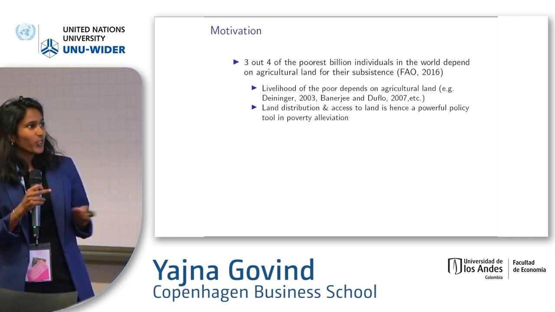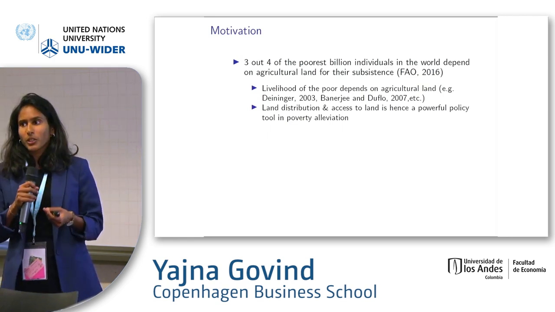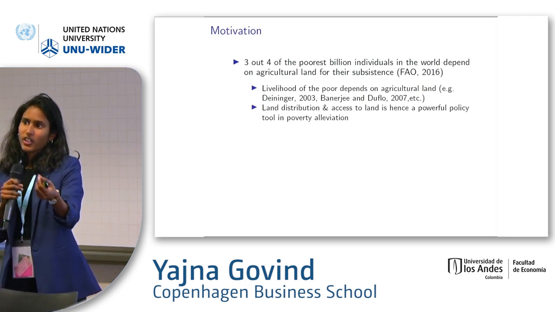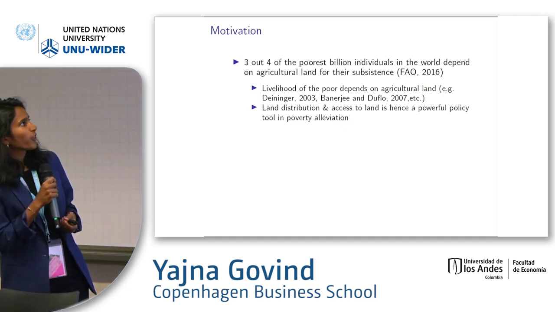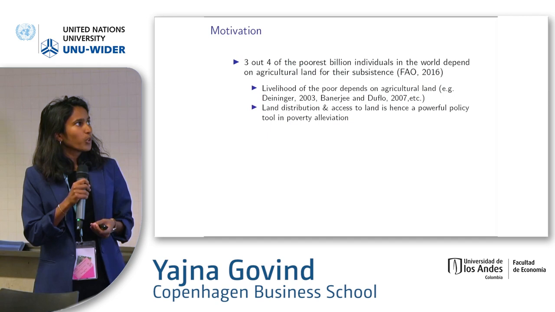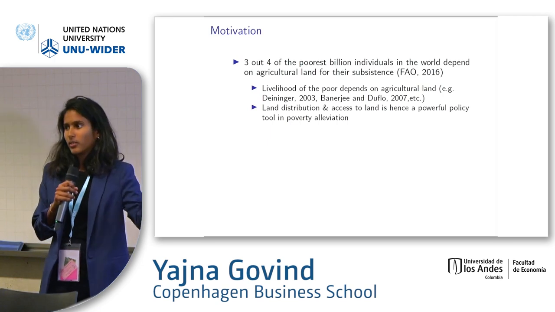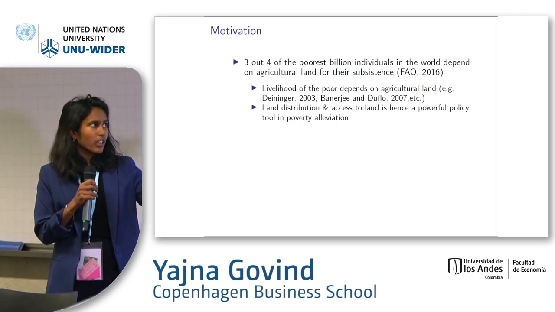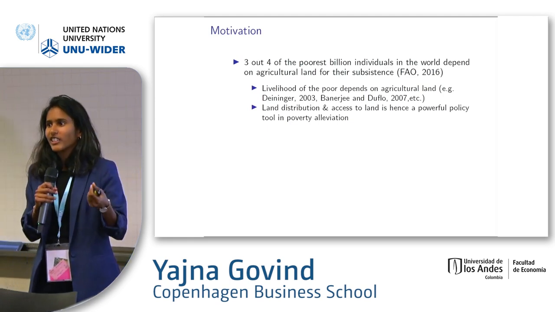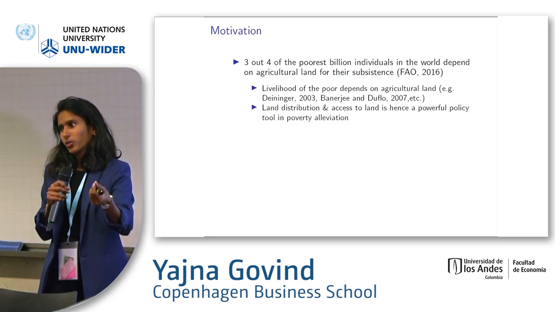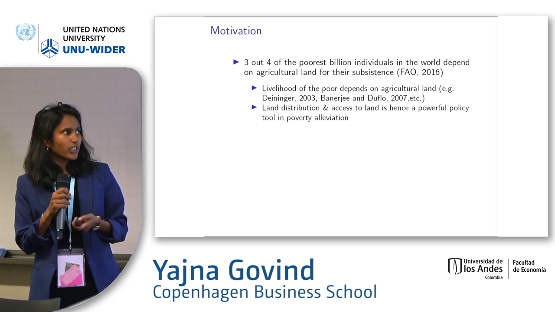It's just the theme of the whole conference, but still I wanted to point out that land inequality is going to be super important exactly because the poorest individuals in the world depend on agricultural land or land in rural areas. According to FAO, 3 out of 4 of the poorest billion individuals in the world depend on agricultural land for their subsistence. And this link between the livelihood of the poor and the dependence on agricultural land has been shown extensively in the literature. So we believe that studying land distribution and access to land is going to be a very important tool at the hand of different countries when we want to tackle poverty alleviation, especially in developing countries.